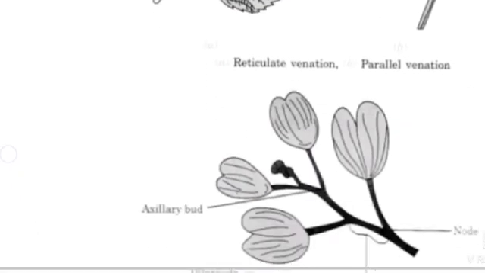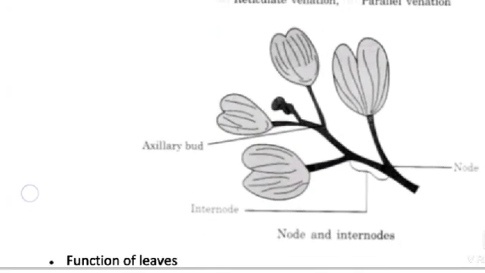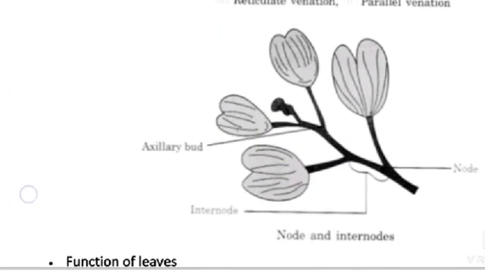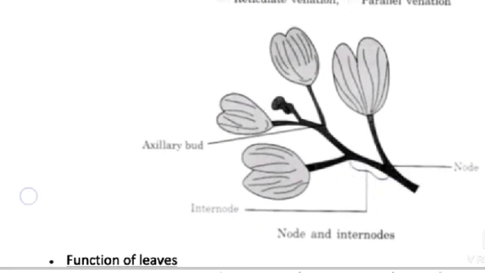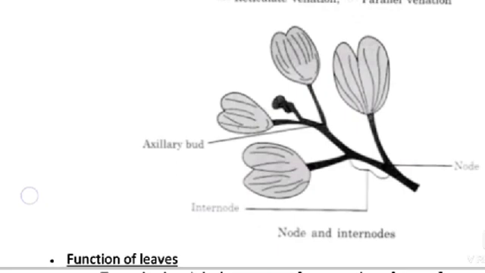See the node and internode of the plants. Internode means the gap between two leaves. The leaf is arising from the node. The terminal ones are called axillary buds.